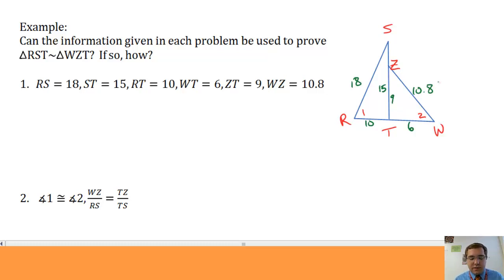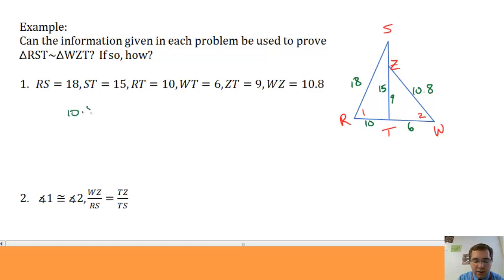Okay, so let's try to set up the corresponding sides and see if they are in proportion. It looks like SR is definitely the longest side of its triangle, so it's going to have to correspond to the longest side of the other triangle, which is ZW. If these are going to be similar, the longest side is going to have to correspond with the longest side.